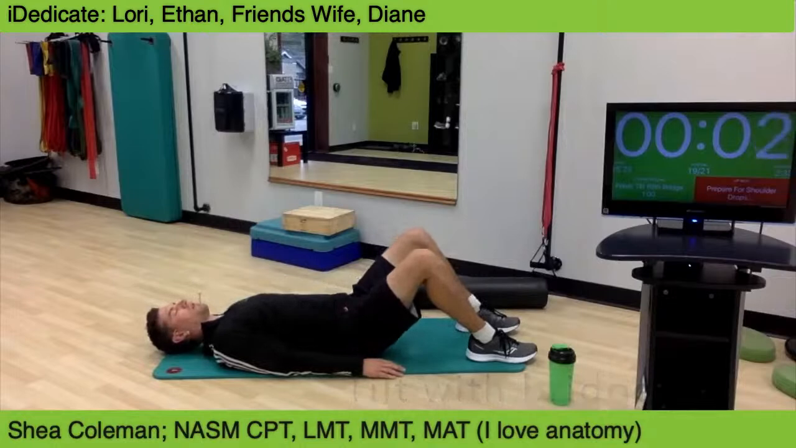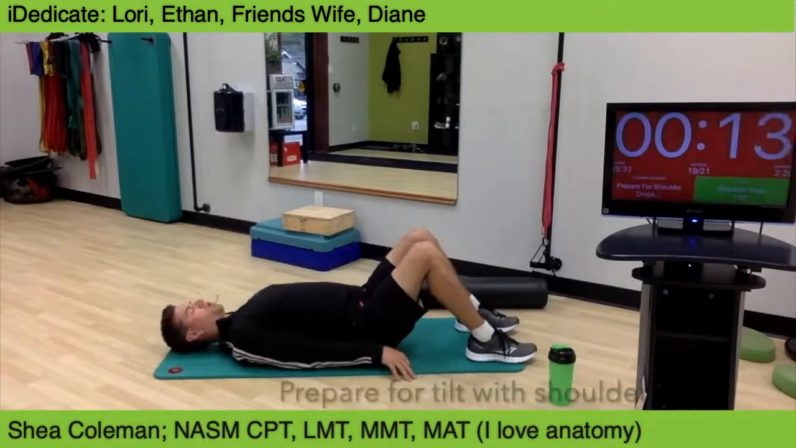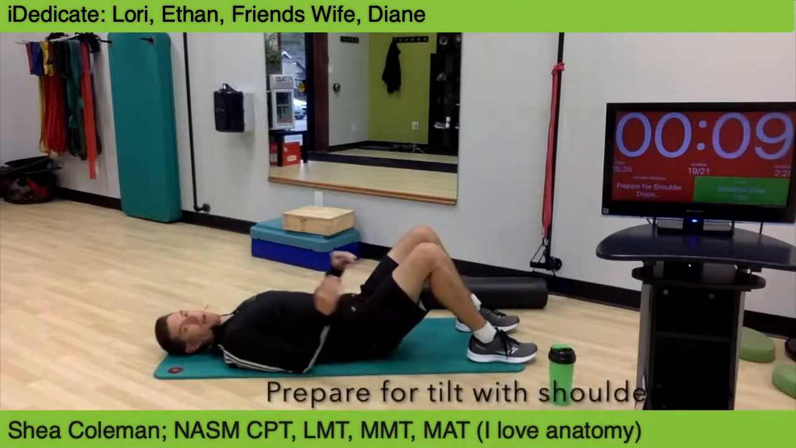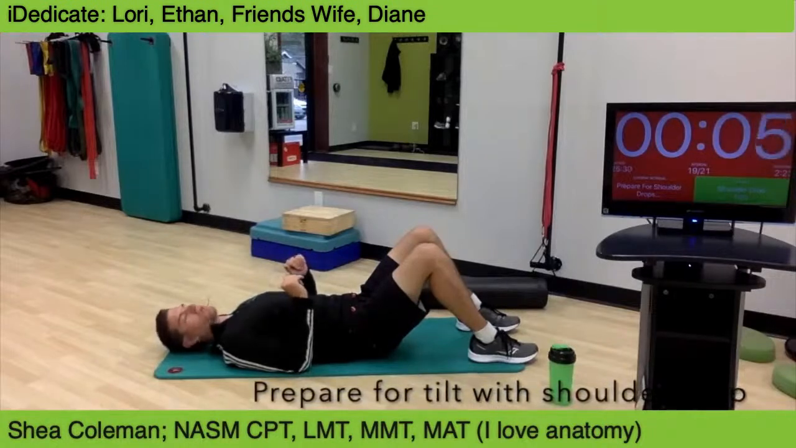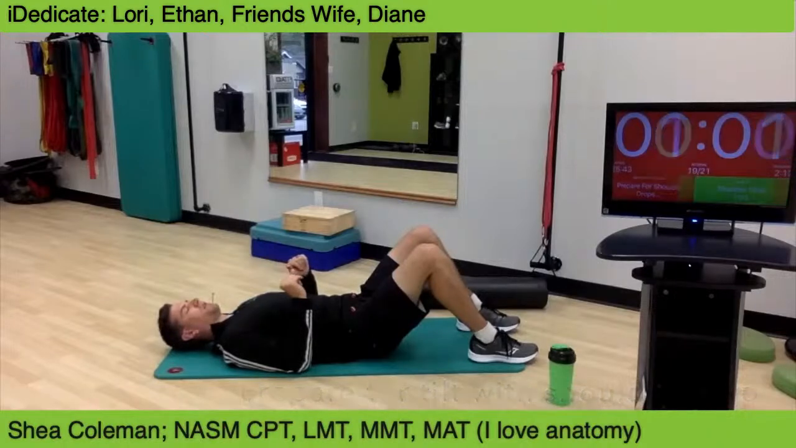3, 2, 1. Prepare for shoulder drops. Get set for those shoulder drops. So start by pulling those shoulder blades down and back, then set your arms towards the ceiling. 3, 2, 1. Shoulder drop.